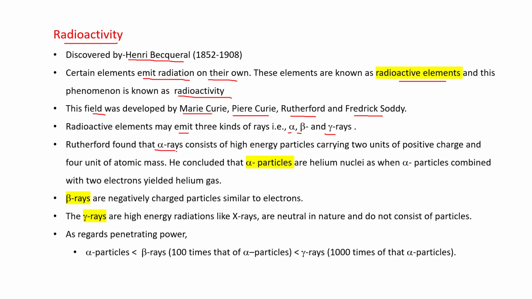Rutherford found that alpha rays consist of high energy particles carrying 2 units of positive charge and 4 units of atomic mass. He concluded that alpha particles are helium nuclei, as when alpha particles combined with 2 electrons they yielded helium gas. Beta rays are negatively charged particles similar to electrons. Gamma rays are high energy radiations like X-rays, and they are neutral in nature and do not consist of particles.